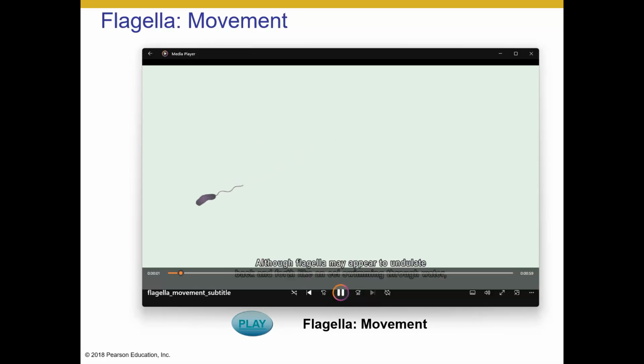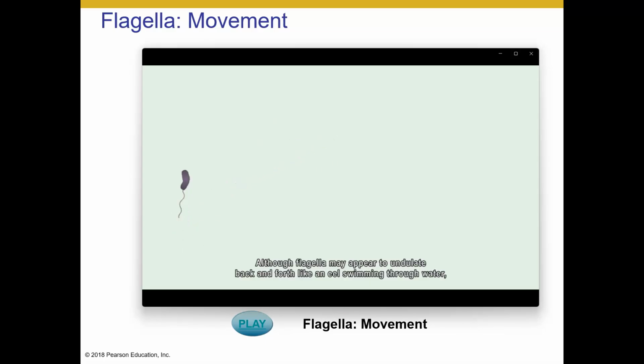Although flagella may appear to undulate back and forth like an eel swimming through water, they actually rotate 360 degrees, clockwise or counterclockwise. The basal body spins, much like the drive shaft of an electric motor, producing this motion. When the flagellum rotates counterclockwise, the bacterium runs in a single direction. When the flagellum rotates clockwise, the bacterium tumbles and changes direction.